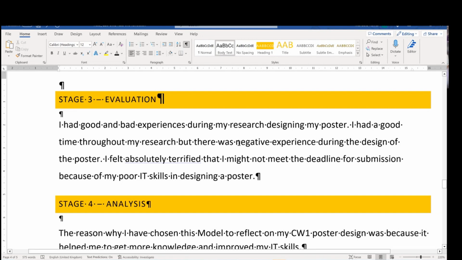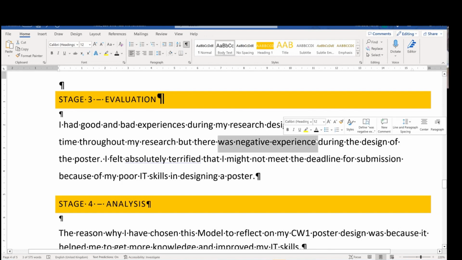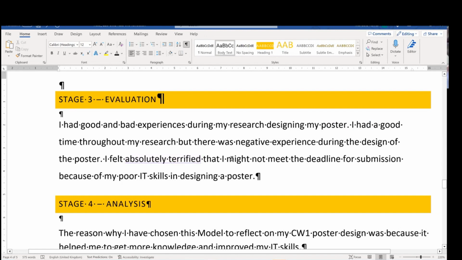But there was a negative experience. Oh, so this is very strange. Like what exactly? Describe it. What was that experience? Like what in particular gave you a negative experience during the design of that poster? I felt absolutely terrified that I might not meet the deadline for submission because of my poor IT skills in designing a poster. Yes, that's okay, but again, it sounds very much like a secondary school child describing how their day is.